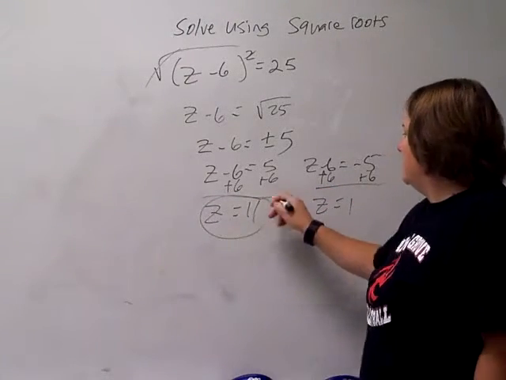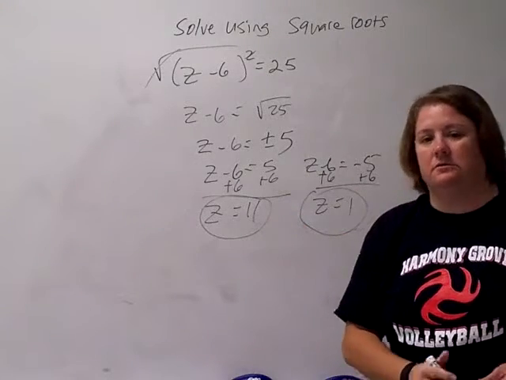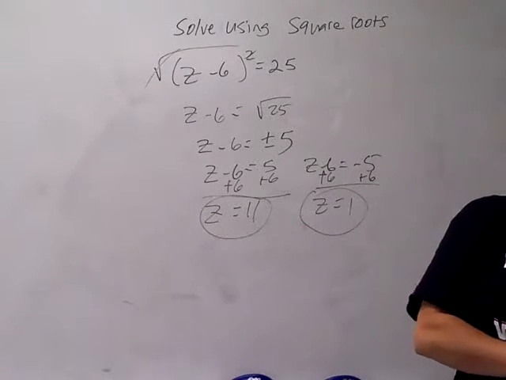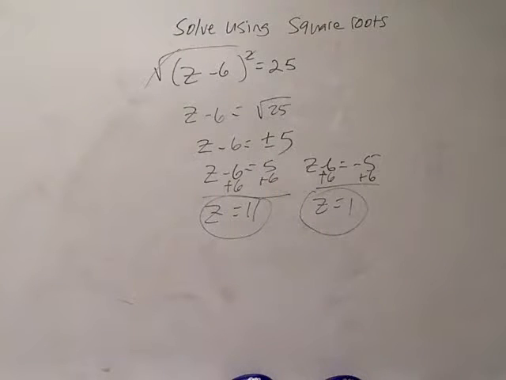So there are my two zeros, my two solutions, my two roots, my two answers. Lots of ways, lots of different names for that.